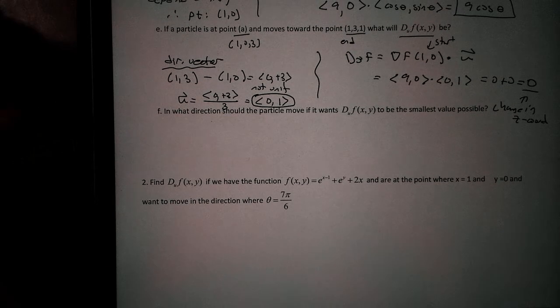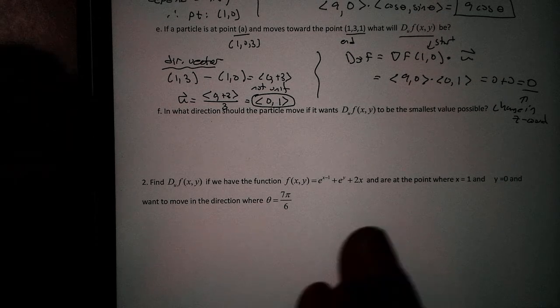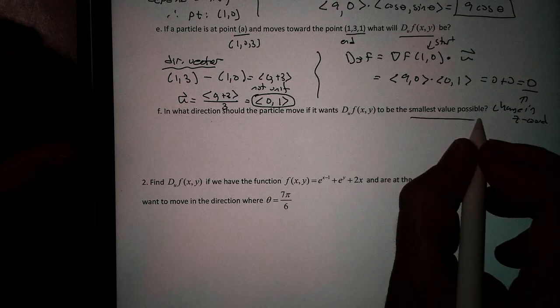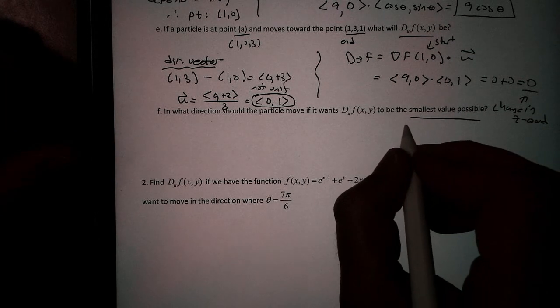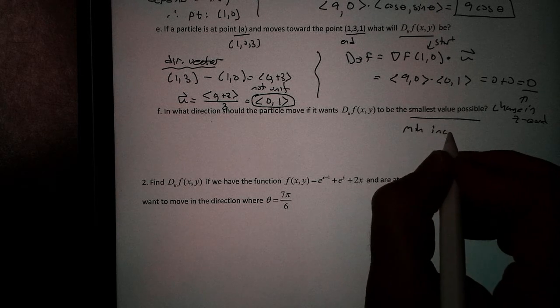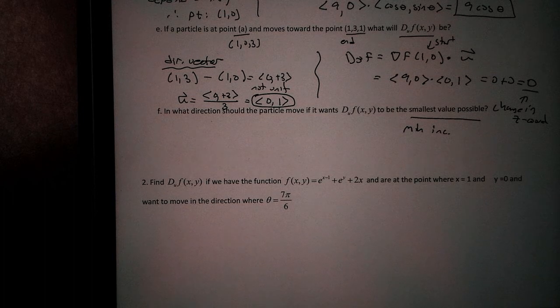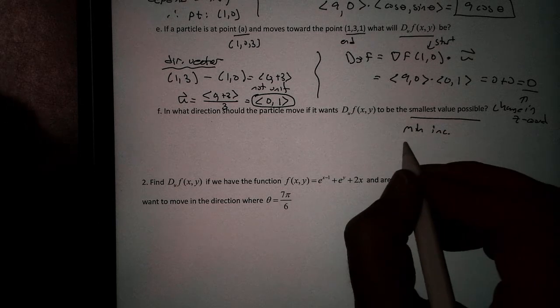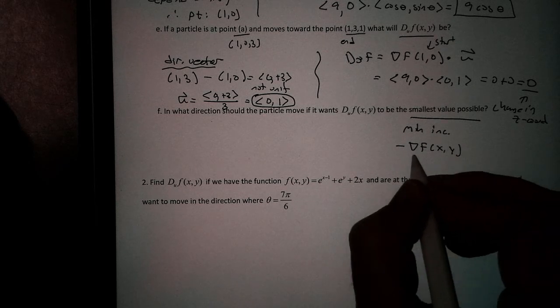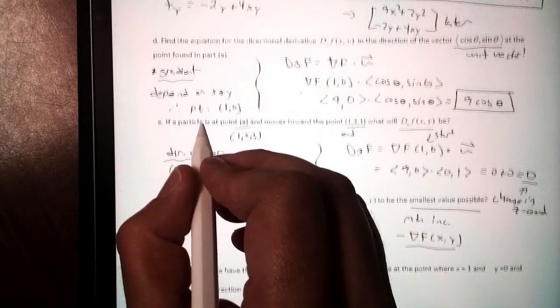All right. So for part F, let's take a look here. In what direction should we move if we want to move in the smallest value possible? Well, what is this talking about? They want the minimum increase for us right here. So in order to do that, well, that's just our negative del. And there's our answer.